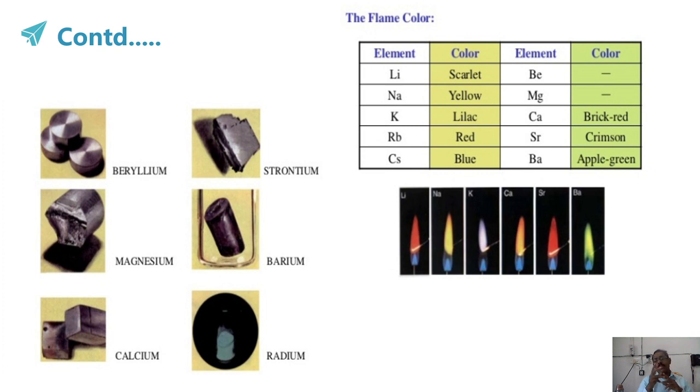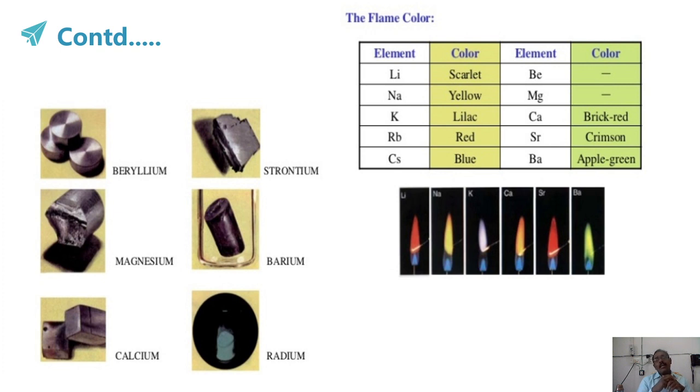Let us move to the right part. You have the elements and their characteristic colors, with which you can identify what the element is. Here we have given the alkali metals along with the alkaline earths. As you know, you have done this in the chemistry lab, even in 12th standard, and we will be doing it here also.